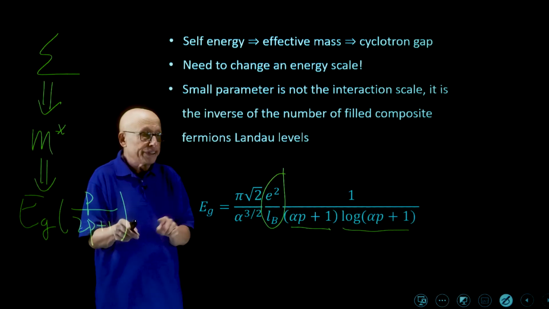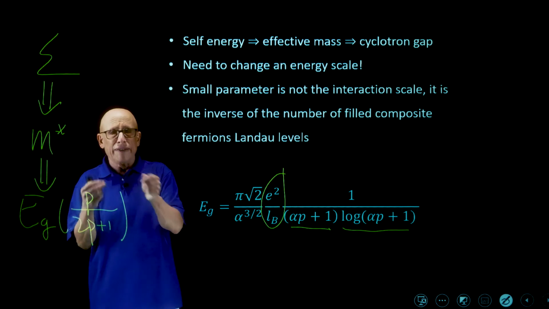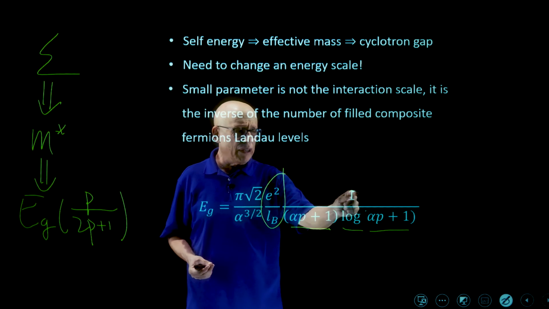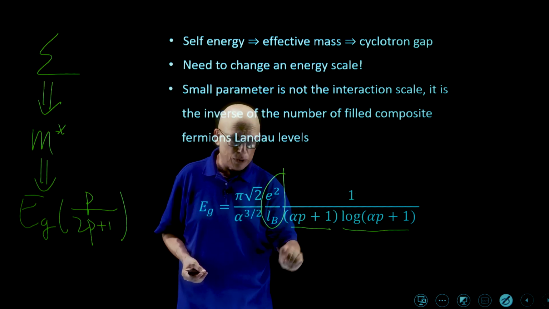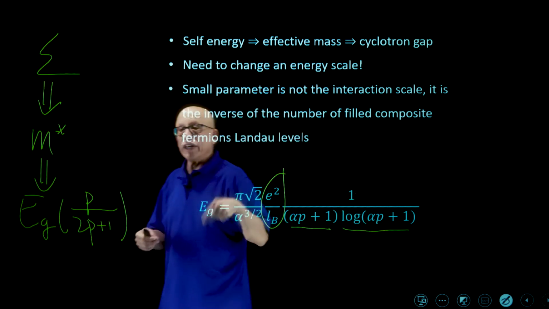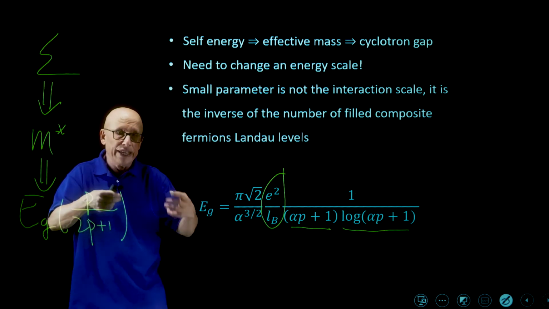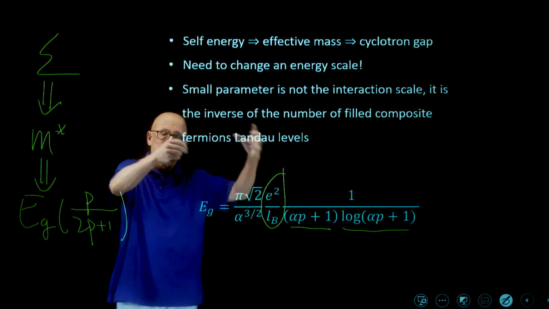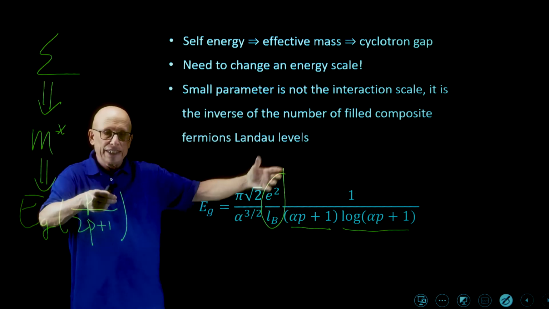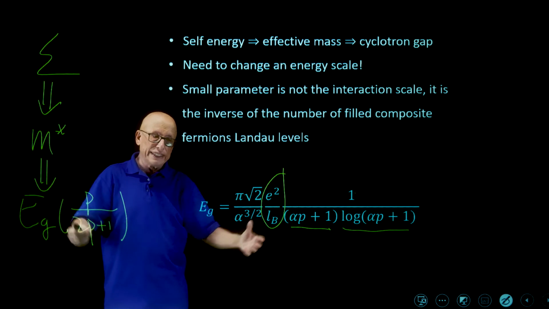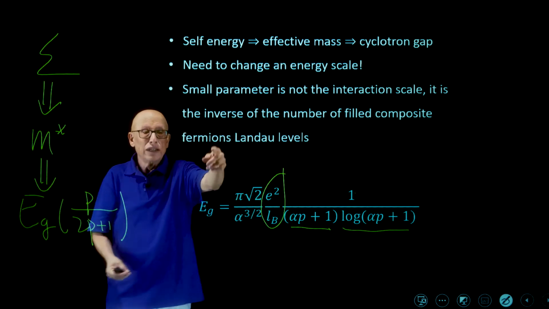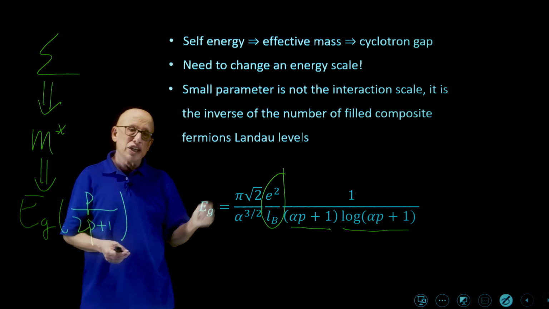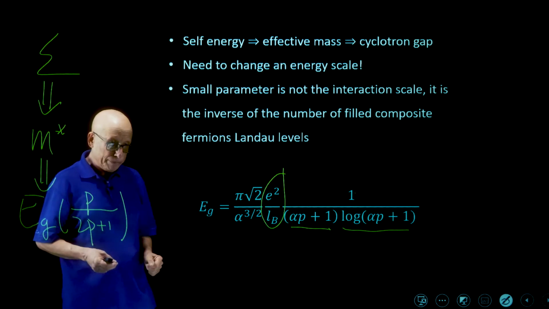If the calculation was not singular, what the mean field approximation would have given you would be 1 over alpha p plus 1 without the log. This log is an indication of the singularity of the calculation coming out of the slow relaxation of charge densities, and this singularity enables us to change the energy scale of the energy gap.